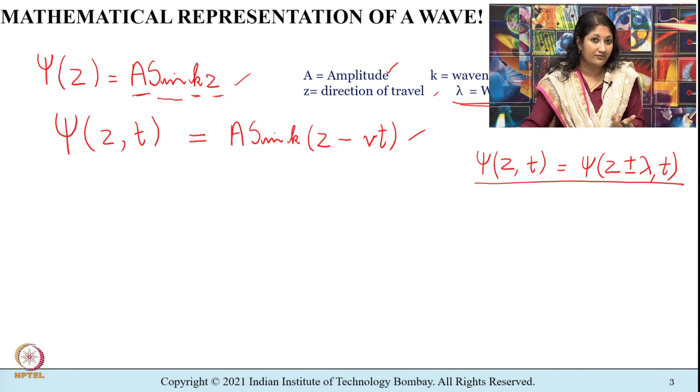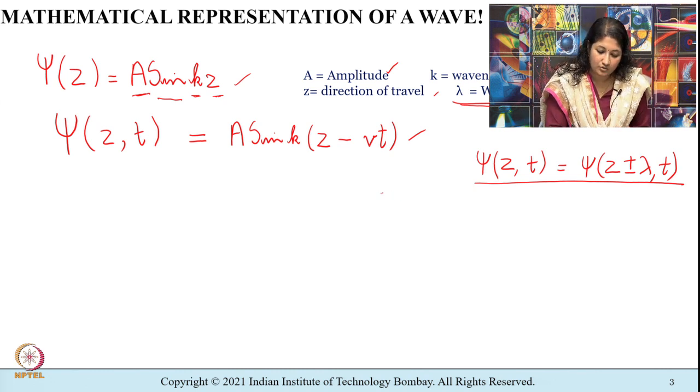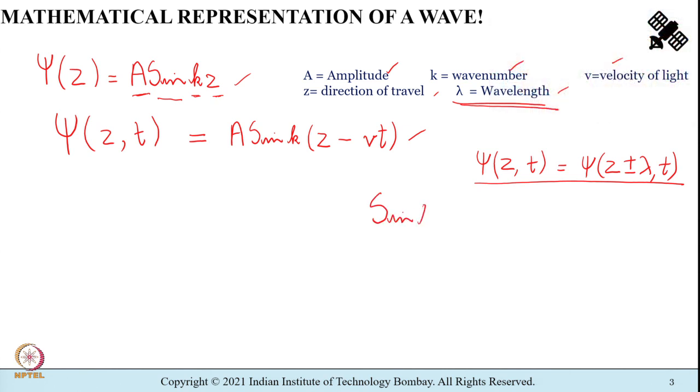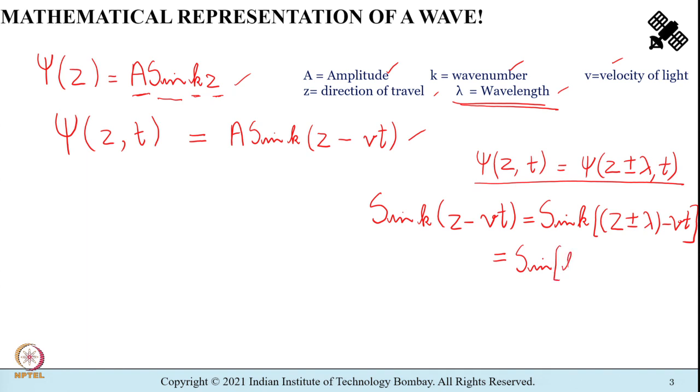Okay. And for a harmonic wave, because now we are considering a sine curve, we can write this as equivalent to sine k(z minus vt), which is equal to sine k(z plus or minus lambda minus vt). What did we do? We are representing it in the form of a harmonic wave. And if we do a little bit of rearranging, we can get sin(kz plus or minus k lambda minus kvt). We have taken the k inside.